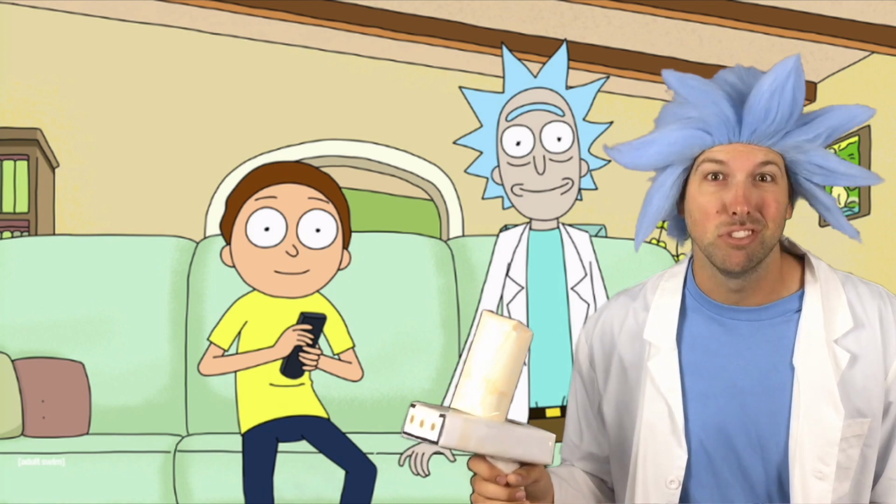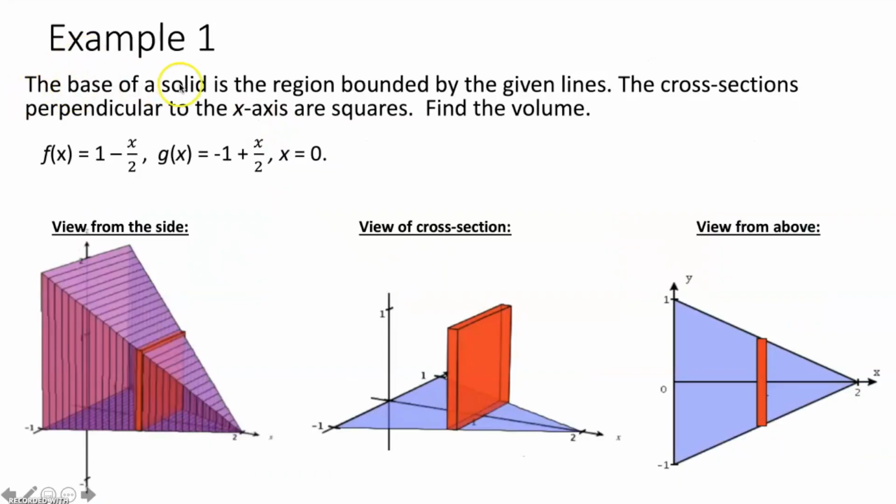It's example time. Example 1 says the base of a solid is the region bounded by the given lines. The cross sections perpendicular to the x-axis are squares. Find the volume. So the goal of this problem is to determine the volume of this three-dimensional figure right here. So how was this three-dimensional figure created?